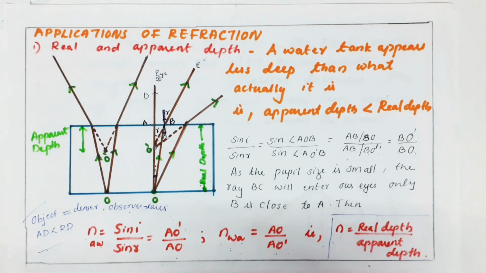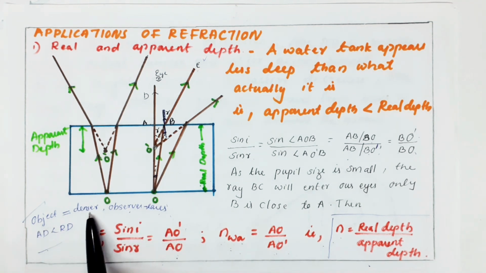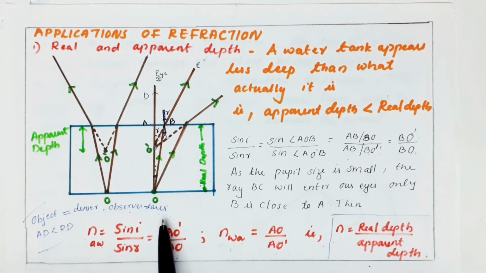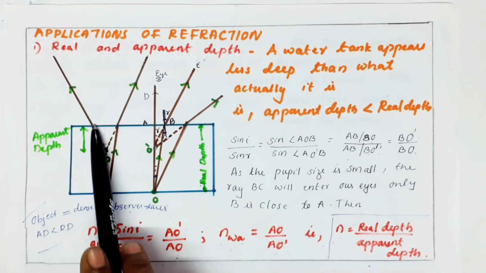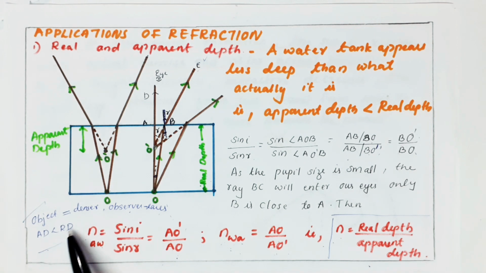Now everyone should remember, in this case I have taken the coin inside the water. It means the object is in a denser medium, but the observer is in a rarer medium. So in this case the apparent depth is lesser than the real depth.